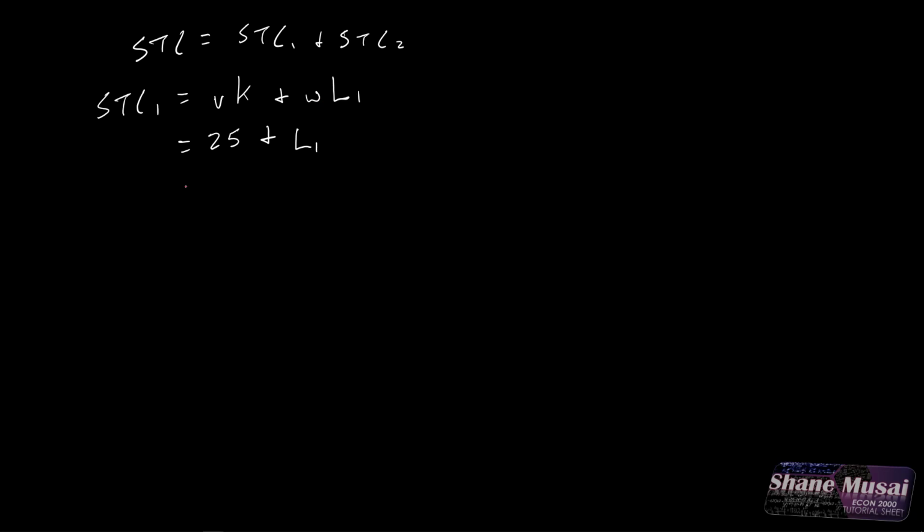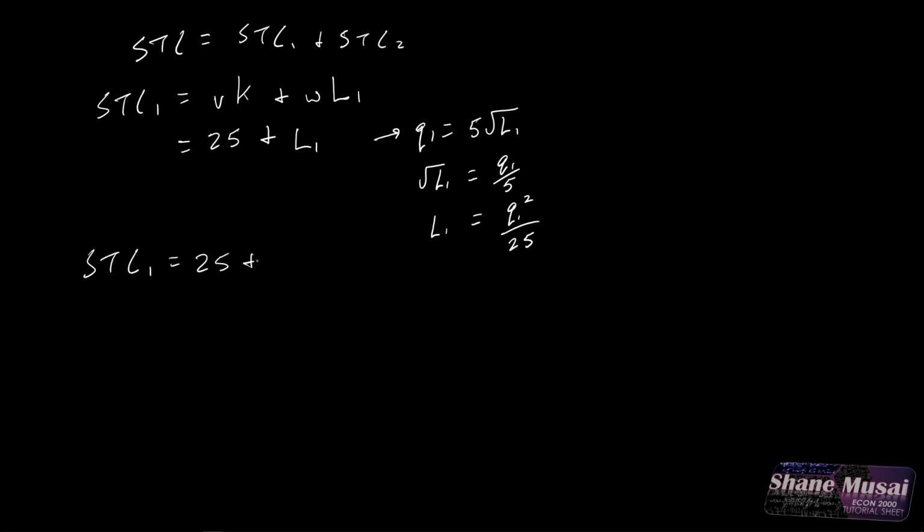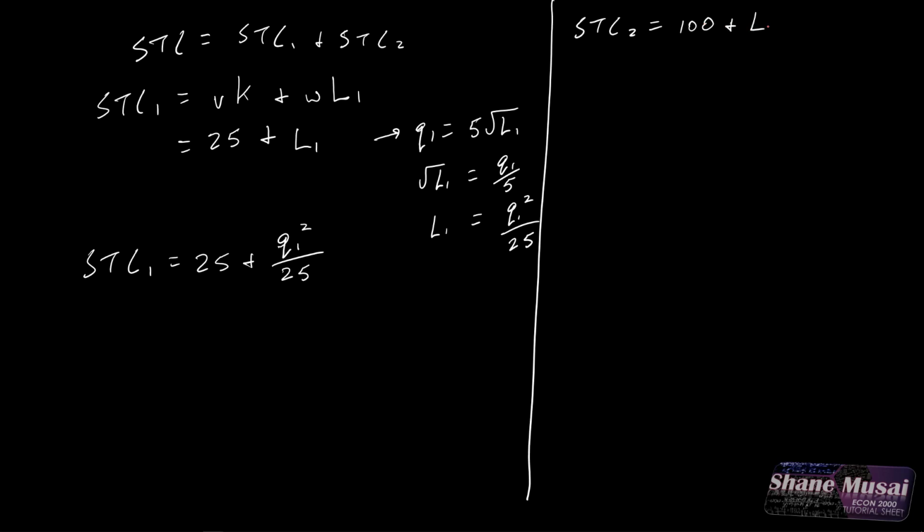From the previous equation, we saw that Q1 is equal to 5 times the square root of L1. So if we solve for L, we get the square root of L1 is equal to Q1 over 5. Therefore, L1 is equal to Q1 squared over 25. Therefore, your short-run total cost for firm 1 is equal to 25 plus Q1 squared over 25. For firm 2, we'll do the same thing. The short-run total cost for firm 2 is equal to 100, which is capital, plus L2.